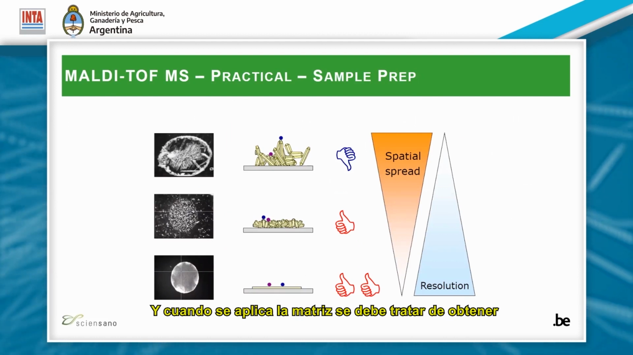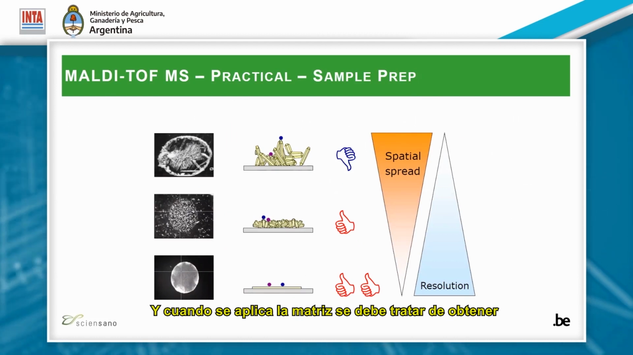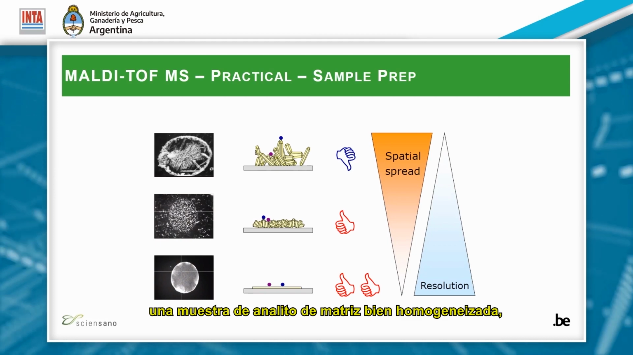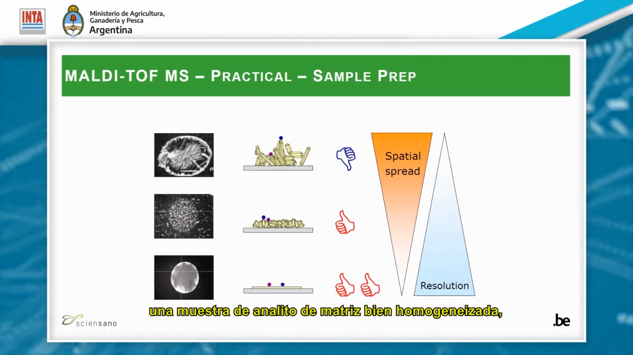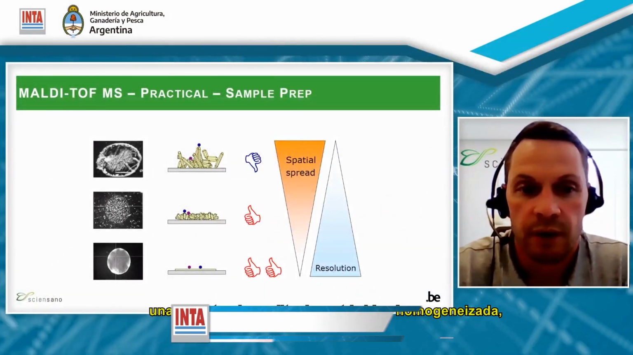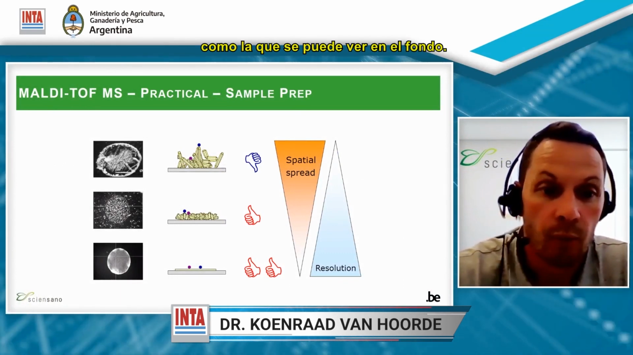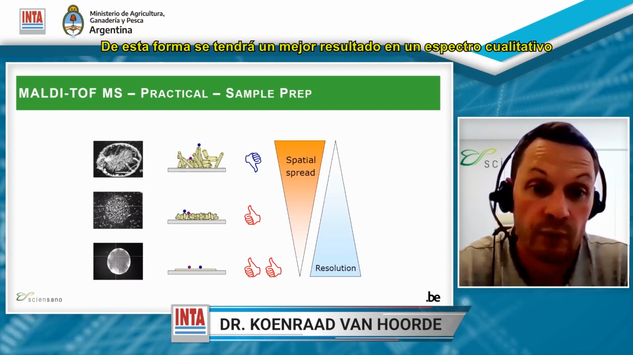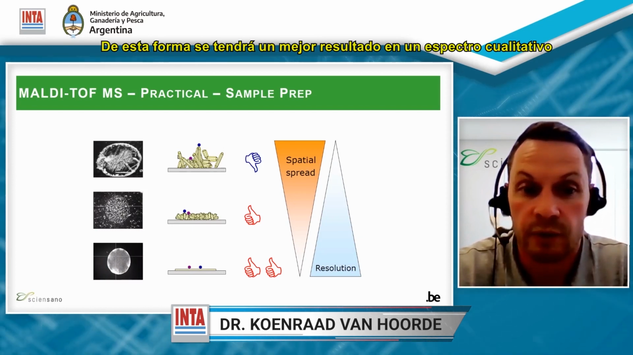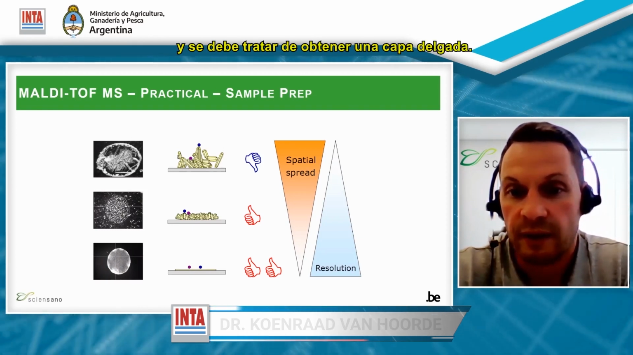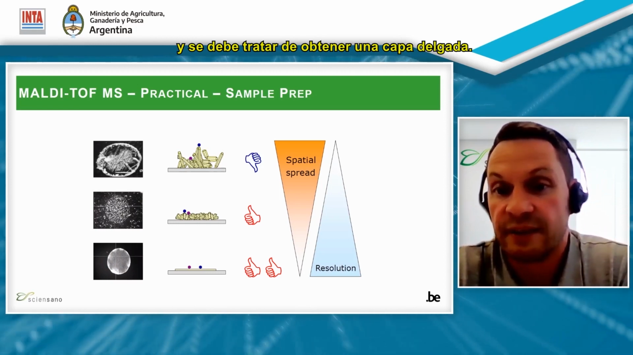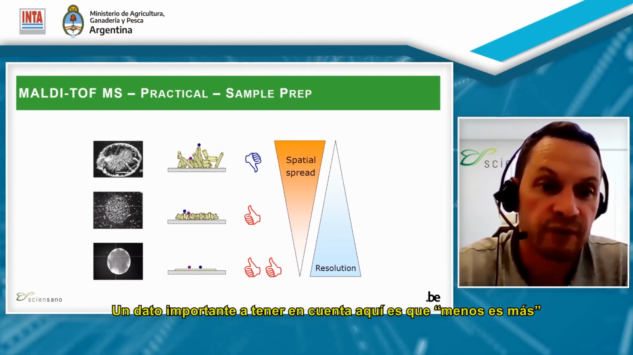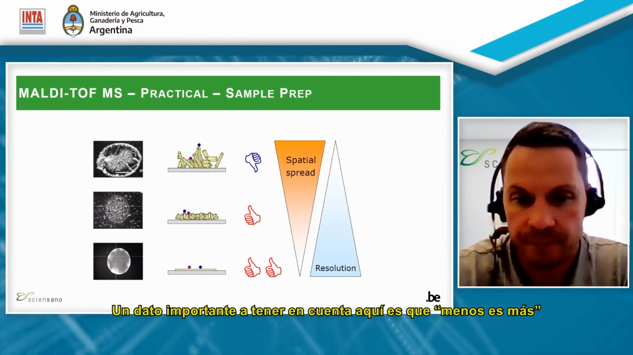Now, when applying the matrix, you should try to obtain a nicely homogenized analyte matrix sample, like is shown at the bottom here. This way, you have a bigger chance of success on a qualitative spectrum, and you should try to obtain a thin layer. Important here is: less is more.